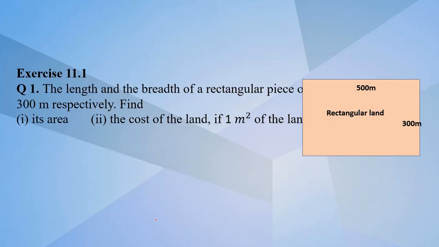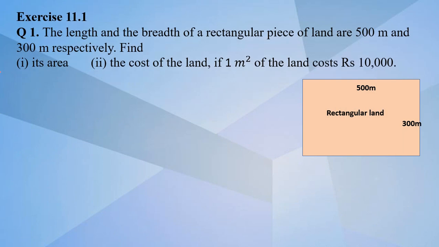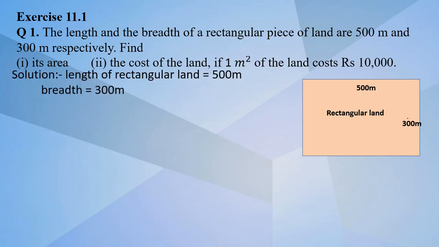Now let us take the problem of exercise 11.1. The first question says, the length and the breadth of a rectangular piece of land are 500 meter and 300 meter respectively. Find its area and the cost of land if 1 meter square of the land costs 10,000 rupees. So here this rectangular land is given, length 500 meter and breadth 300 meter. Now here we have to find its area.